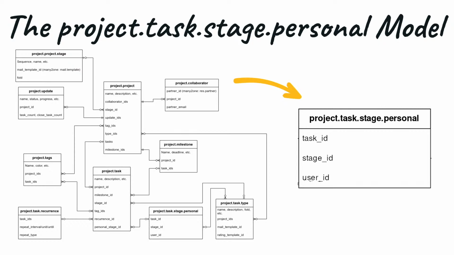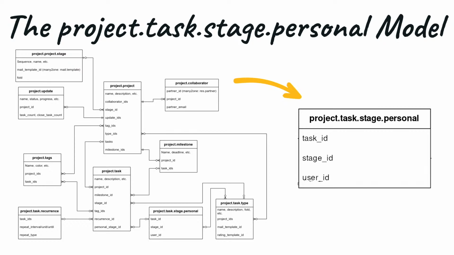Now, next, the project.task.stage.personal model, the names are getting quite long actually, is a model that represents personal stages that are specific to the user. It has, of course, relational fields that point to the task ID and the stage ID because they're pointing to stages, and the user ID because they are personal to users.